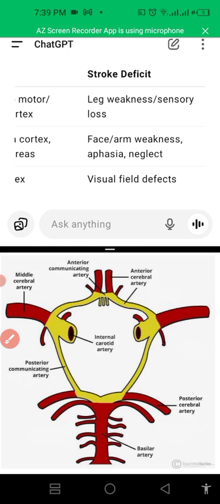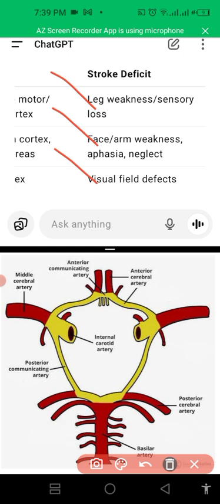So this way the circle of Willis is formed, and blockage of any of these arteries results in these types of problems. In this way we can diagnose and perform a CT scan, and we will look at the blockage or any arterial occlusion.